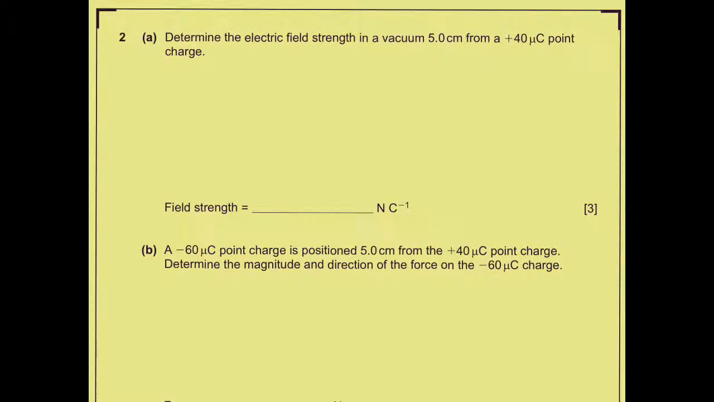2a. Determine the electric field strength in a vacuum 5 centimeters from a plus 40 microcoulomb point charge. So we've got this positive point charge here, and we're interested in the electric field 5 centimeters away from it. So we've got that E is 1 over 4 pi epsilon naught times Q over r squared.